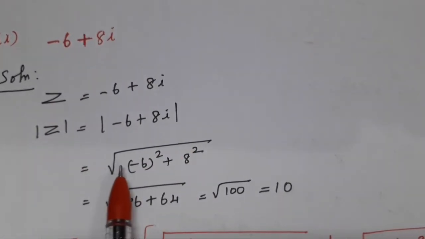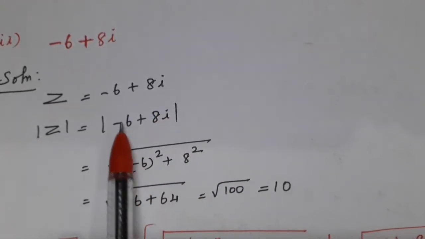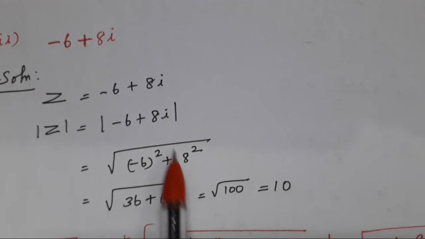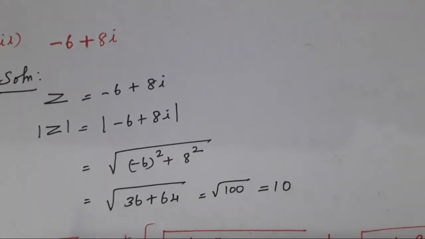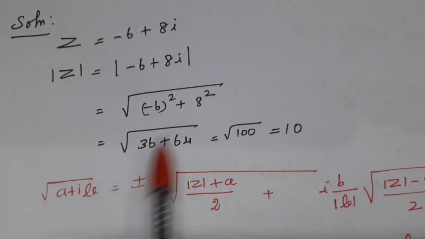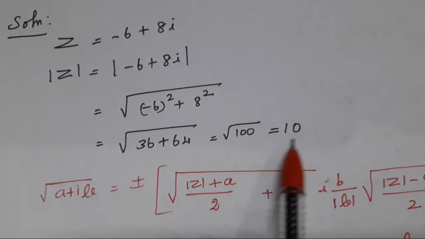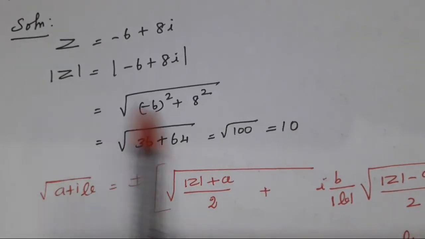Modulus is root of real part square plus imaginary part square. Real part is minus 6, so minus 6 the whole square, plus imaginary part 8 square. 6 sixes are 36, 8 eights are 64. Root of 36 plus 64 is root 100, and root 100 is 10. So first we find the modulus of z value.